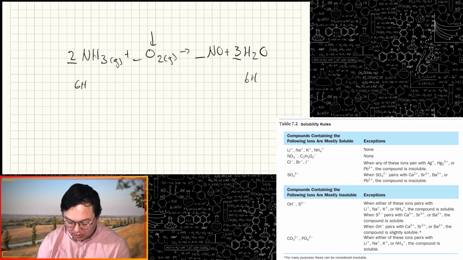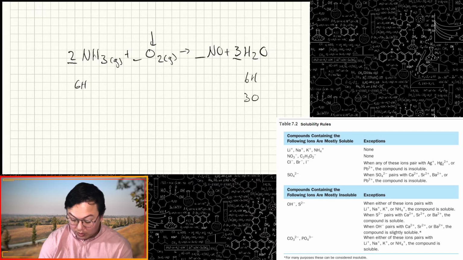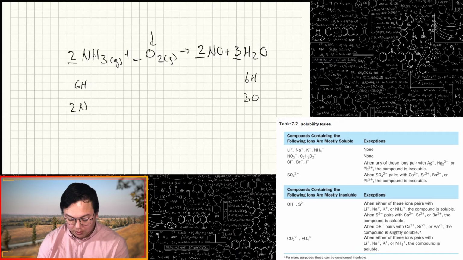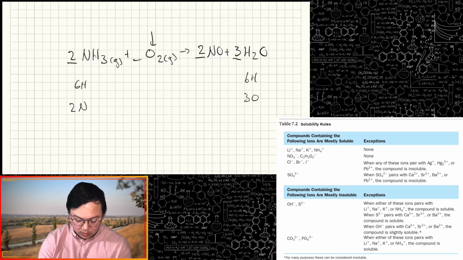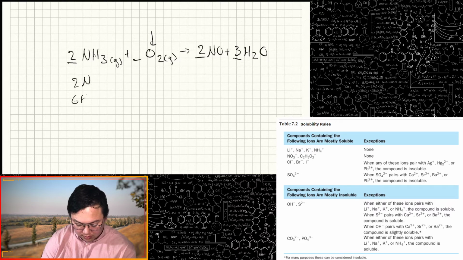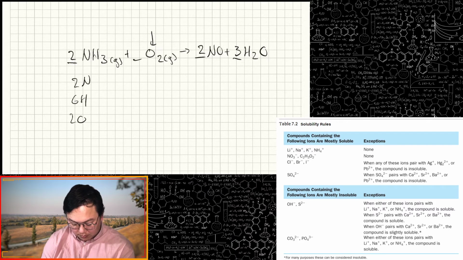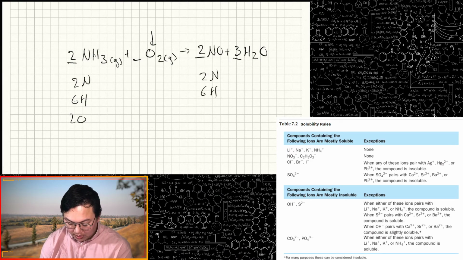Now we have 3 oxygens. We also have, well, we'll end with oxygen, right? So we have 2 nitrogens. To make that match on the right, we'll do 2 NO. Yeah. So if we reassess here, on the left we've got 2 nitrogens, 6 hydrogens, and 3 oxygens. On the right we've got 2 nitrogens, 6 hydrogens, and 2 oxygens. So this is like we did before.